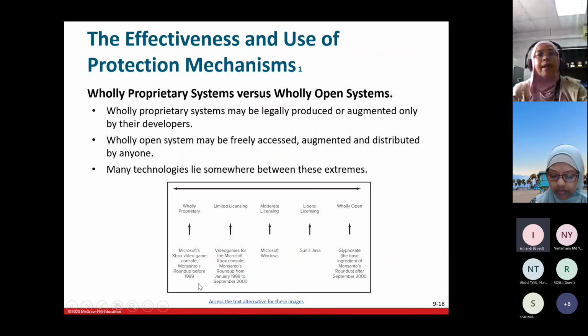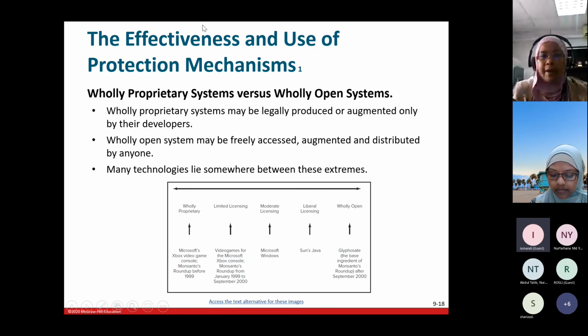Okay, wholly proprietary system versus wholly open system. Wholly proprietary system means, just like Apple, in which if you want to do anything, you have to go back to their system, their OS. If you want to use some word processing, it has to be based on Apple. So Apple is a very proprietary system.